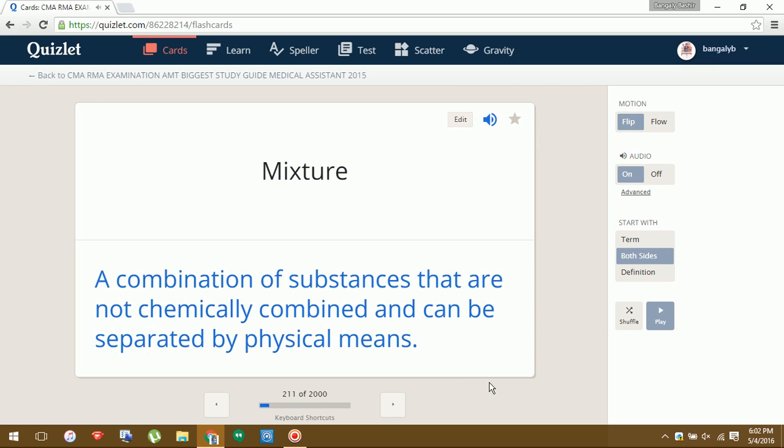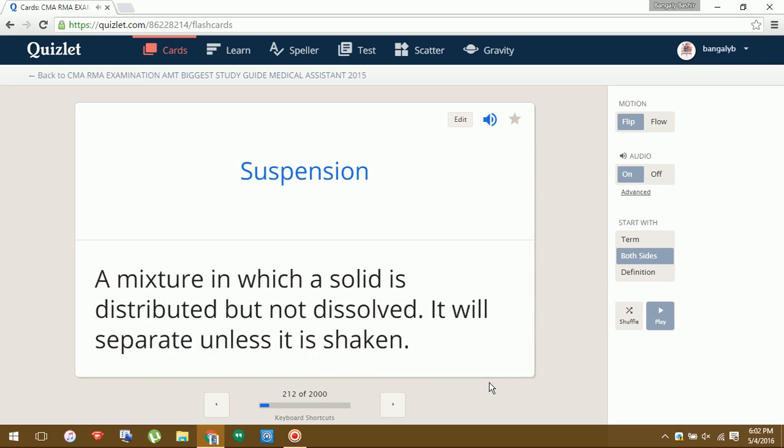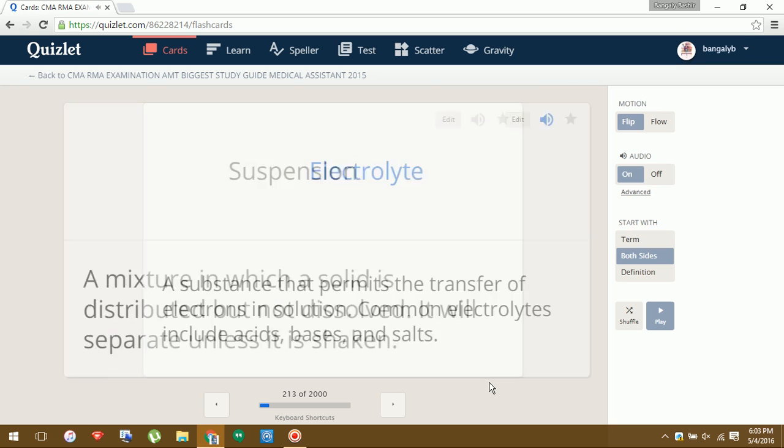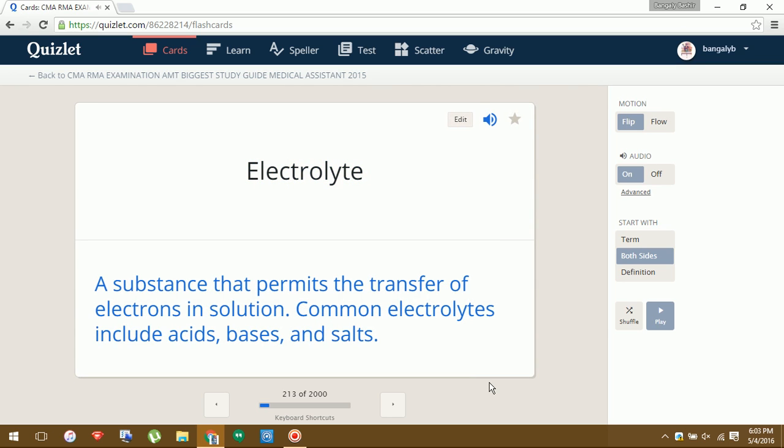Mixture. A combination of substances that are not chemically combined and can be separated by physical means. Suspension. A mixture in which a solid is distributed but not dissolved. It will separate unless it is shaken. Electrolyte. A substance that permits the transfer of electrons in solution. Common electrolytes include acids, bases, and salts.